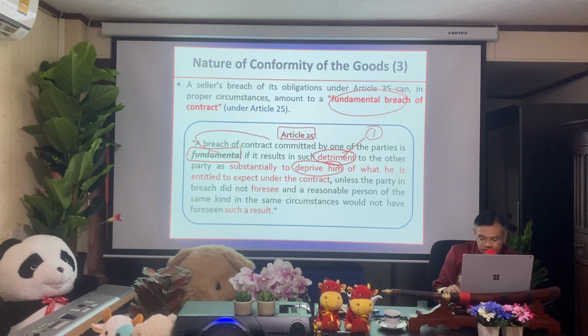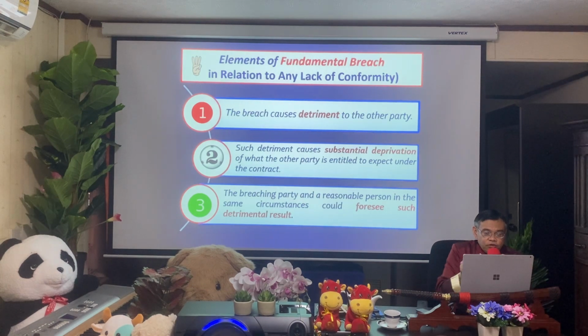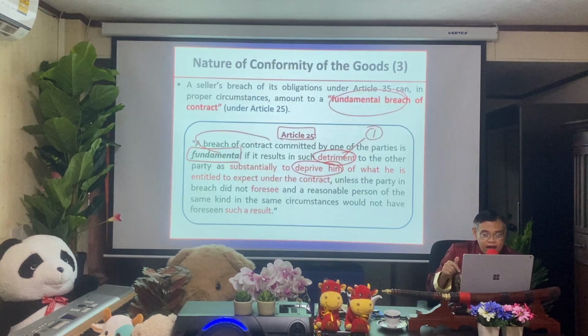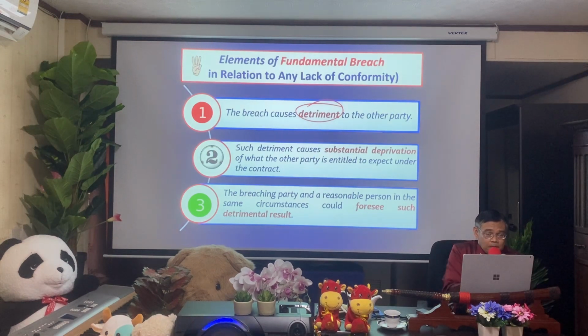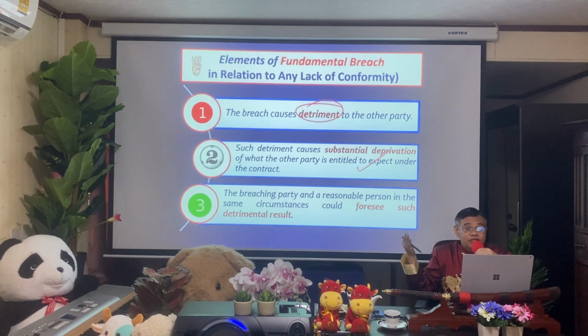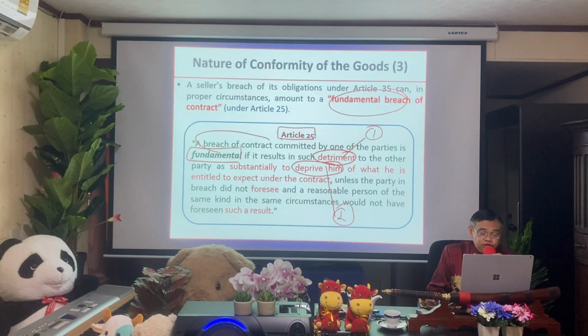The first one is the detriment. The breach in question causes detriment to the other party. Secondly, that detriment must cause substantial deprivation of what the other party is entitled to expect under the contract. That means it is so serious that the other party will have nothing or almost nothing. To use the language of the CISG, the breach causes such detriment, and that detriment substantially deprives the other party of what he is entitled to expect under the contract. So this is criteria number 2.